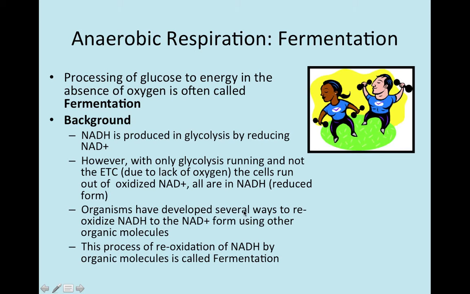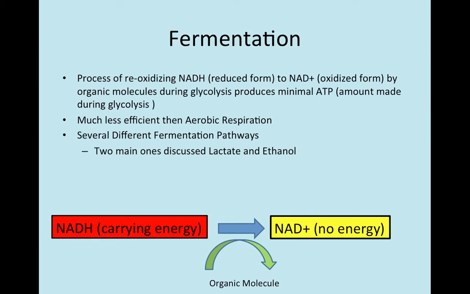So organisms have developed several ways to reoxidize NADH into the form of NAD+, so that we can have glycolysis keep running. Because if we have all of our NAD pluses in NADH mode, glycolysis is going to stop. This process of reoxidation of NADH by organic molecules is what's called fermentation. And what's going to do this in this case is pyruvate. The big thing here is we have NADH. We made a whole bunch of these during glycolysis. We made them from NAD+, but we've run out of NAD+. So we need to have pyruvate convert NADH back to NAD+.